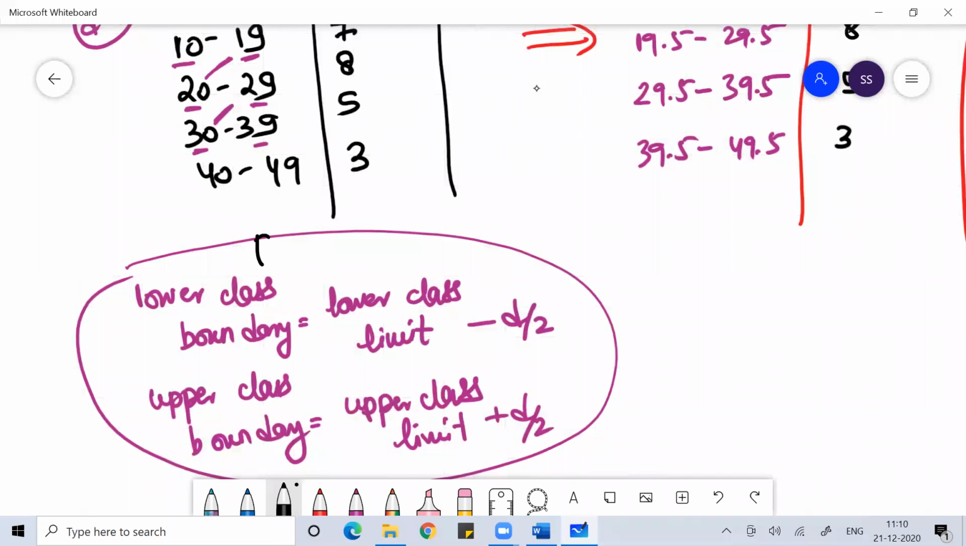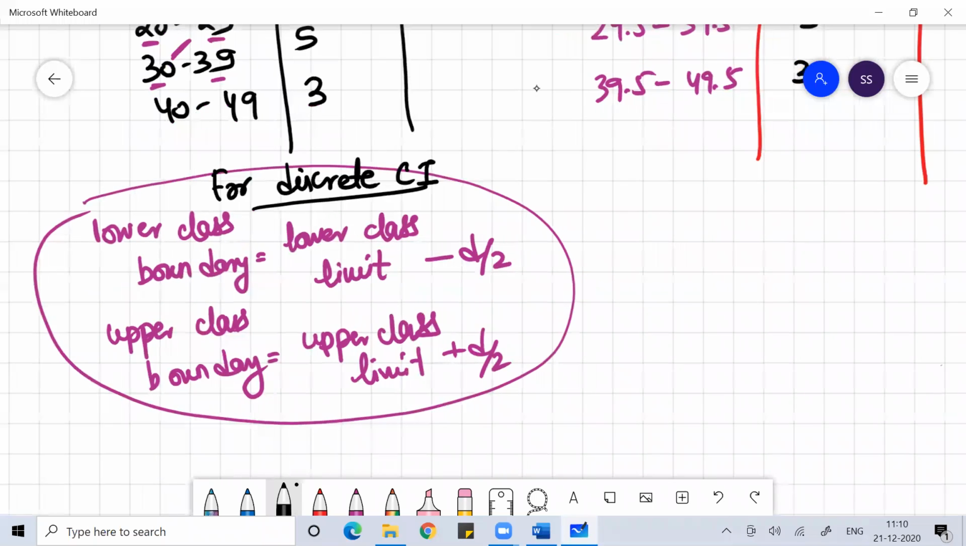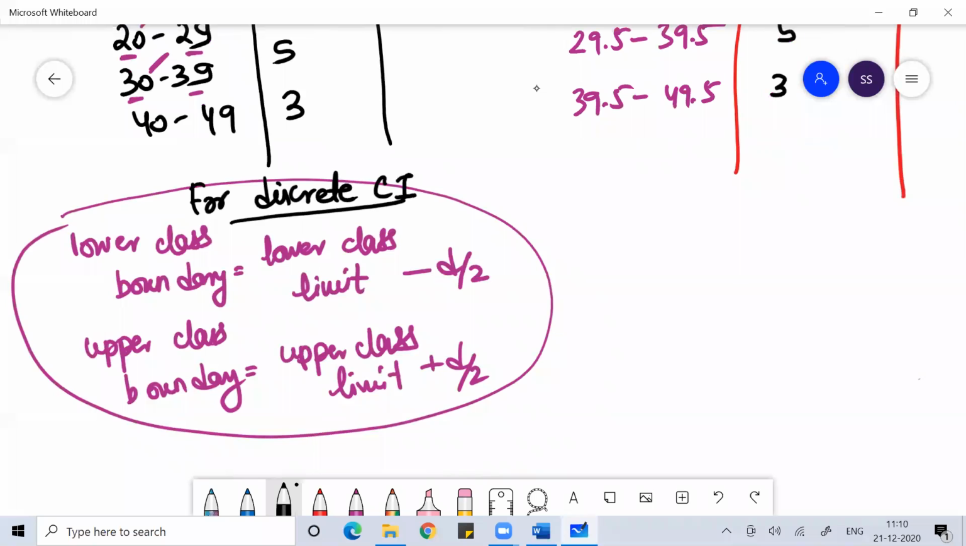This is for the discrete class interval. For the discrete class interval, lower class boundary is equal to lower class limit minus d by 2. Upper class boundary is upper class limit plus d by 2.